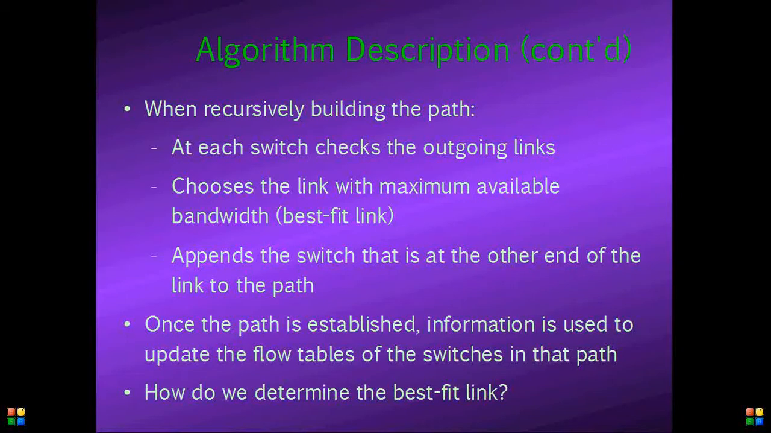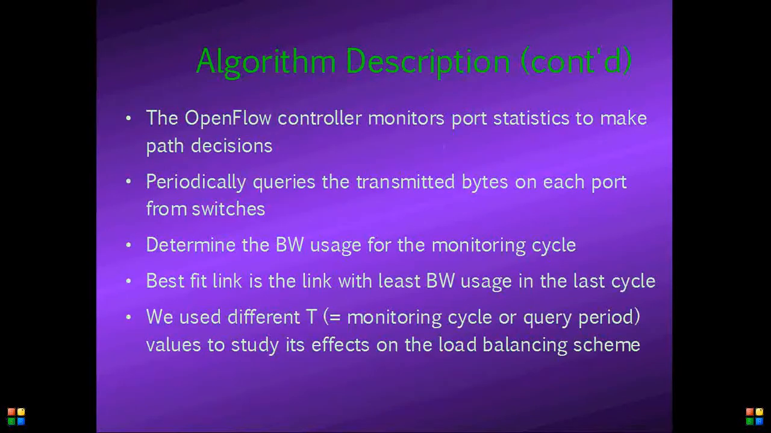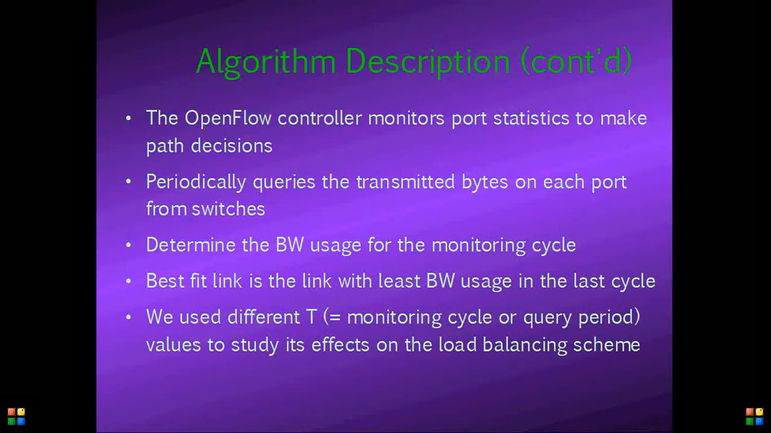So now the question is, how does the algorithm determine the best fit link? Since the algorithm runs on the controller, it can communicate with the switches in the network. So it monitors port statistics to make path decisions. The algorithm periodically queries the transmitted or outgoing bytes on each port from switches and determines their bandwidth usage for that monitoring cycle. Best fit link is the link with the least bandwidth usage in that last monitoring cycle. So in our project, we use different query periods to study its effects on the load balancing scheme.